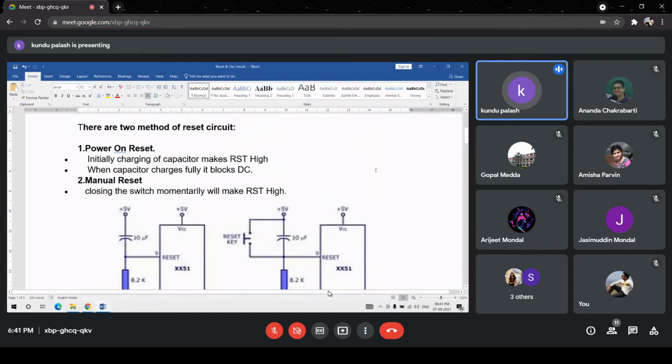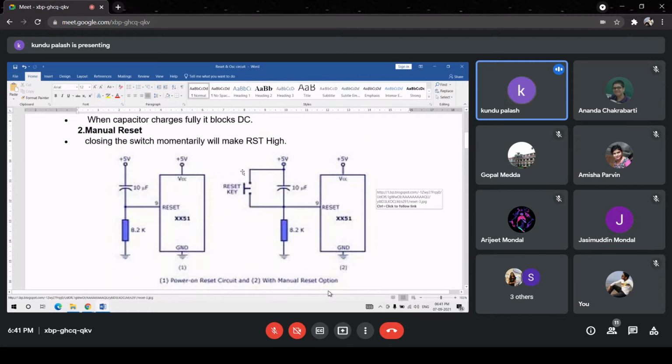Now, when the microprocessor is required to be reset at any time asynchronously, then what is to be done? A push button must be connected in parallel across the capacitor. So if this push button is pressed, what will happen? The potential difference across the capacitor will be zero. And here also the potential difference will be zero.